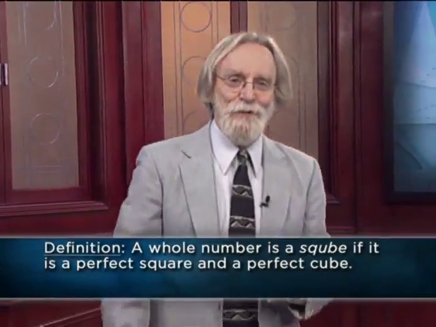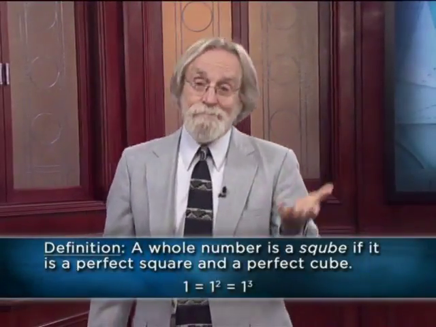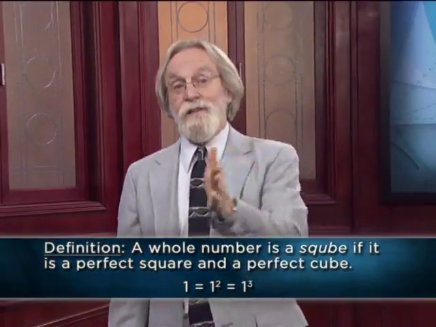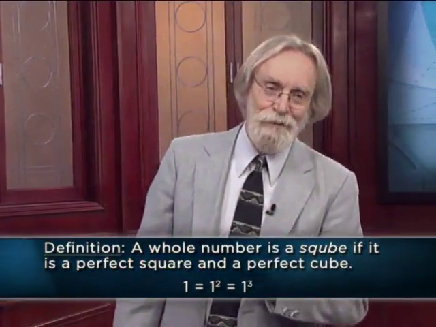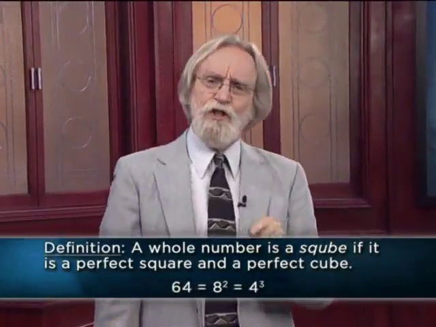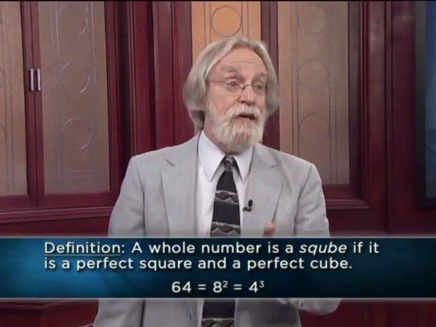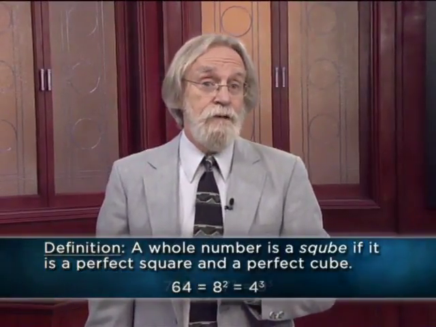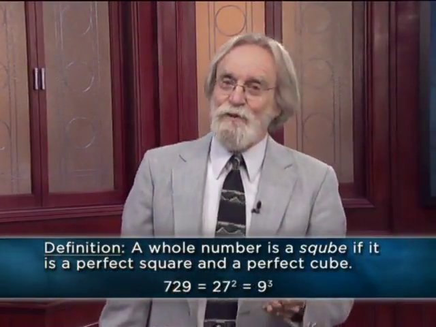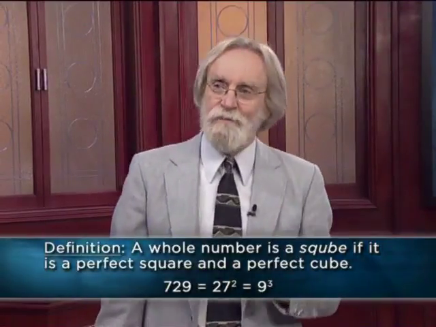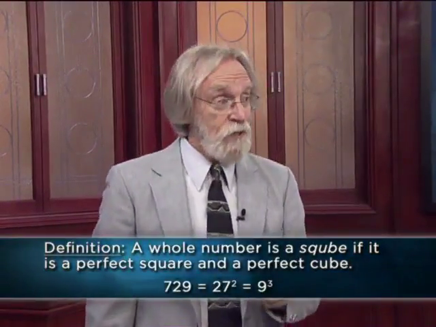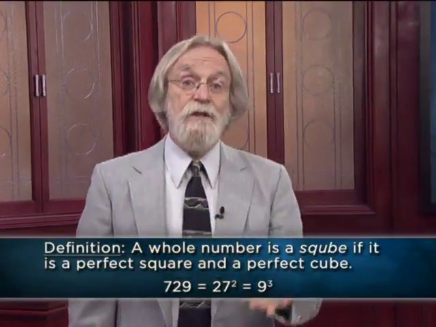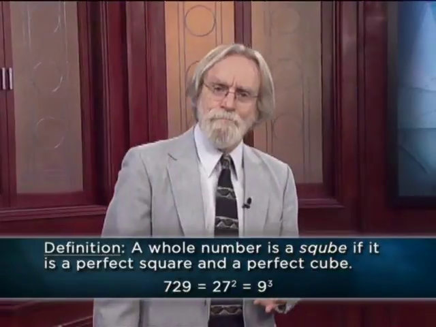Okay, now bear with me on this. Here's an example. 1. Pretty trivial, right? 1 is equal to 1 times 1, so it's a square, and it's equal to 1 times 1 times 1, so it's a cube. 64, that's a skewb, because it's 8 times 8, it's a square, and it's 4 times 4 times 4, it's a cube. And 729, that might not be so obvious, but you can try it out. It's 27 times 27, so it's 27 squared, and it is 9 times 9 times 9, 9 cubed. So there's some examples of these skewbs.